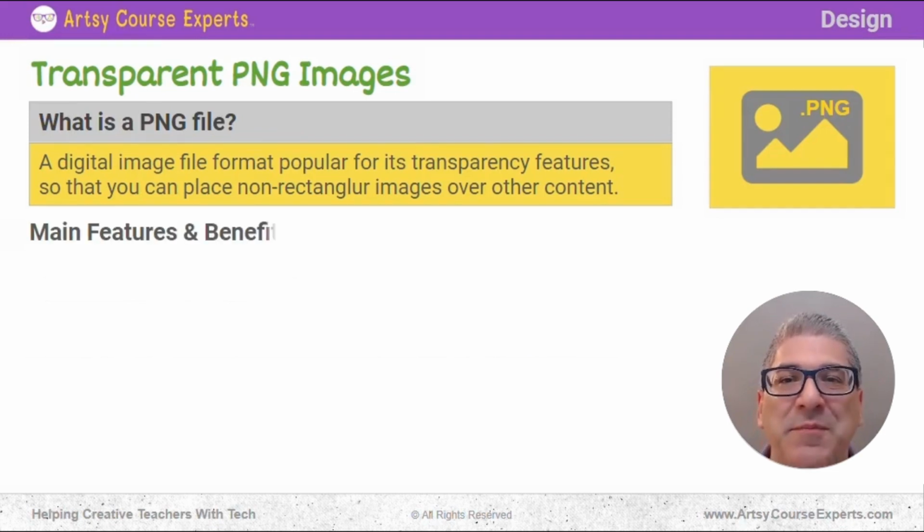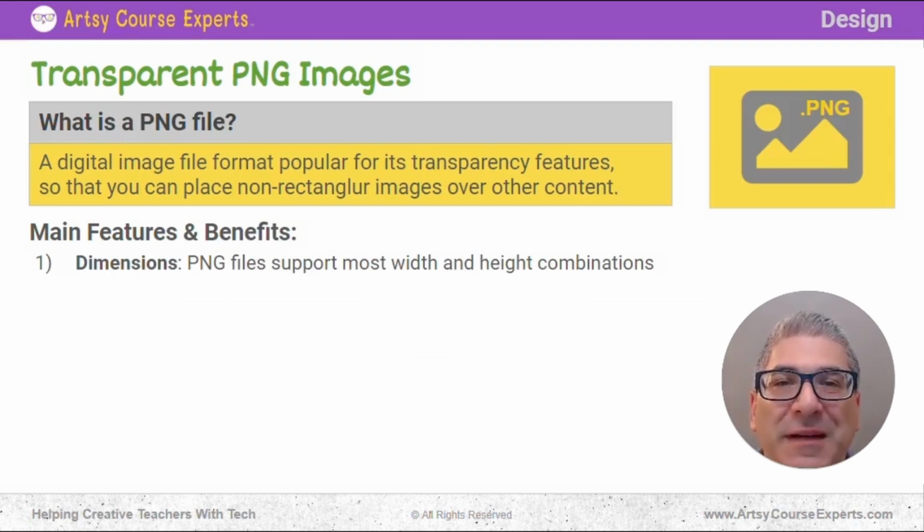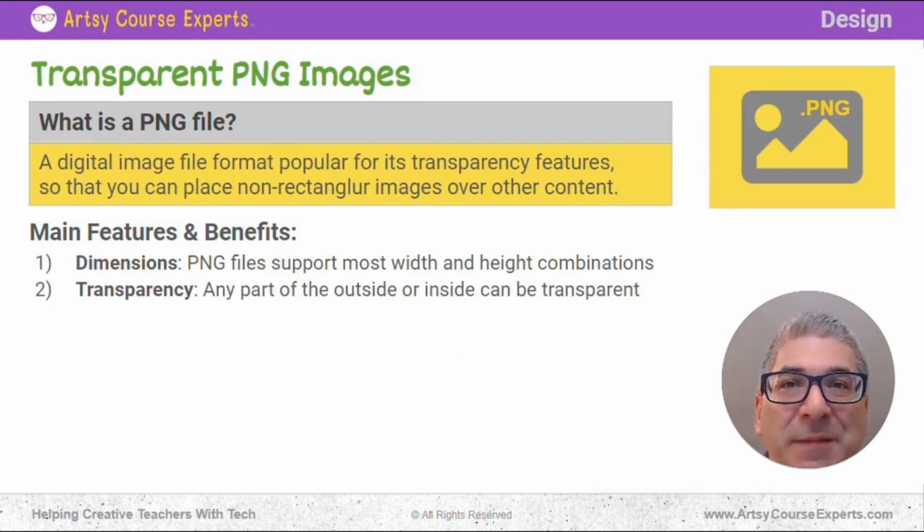Let's go over some of the main features and benefits. First of all, dimensions. PNG files support almost every combination of width and height. You can even go down to 1 pixel by 1 pixel. They could be thousands of pixels if you need them. Now, transparency allows any part of a PNG image on either the inside or the outside to be transparent. So you can get some really interesting circular organic shapes.